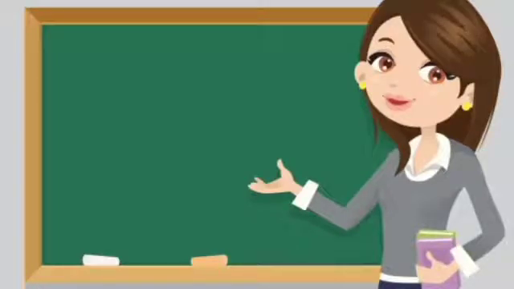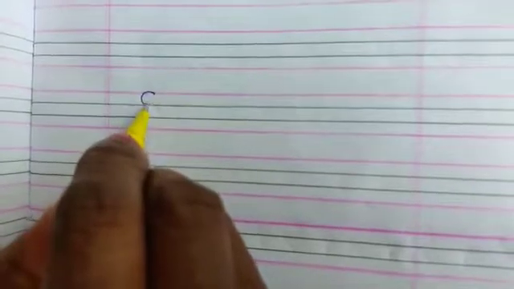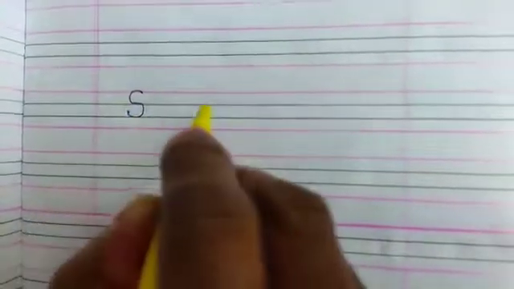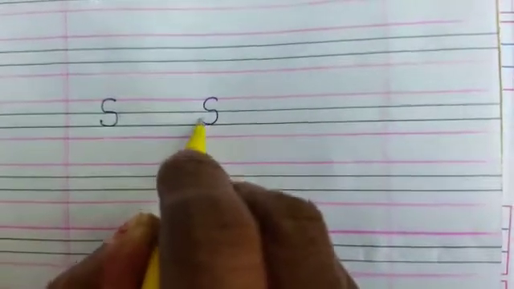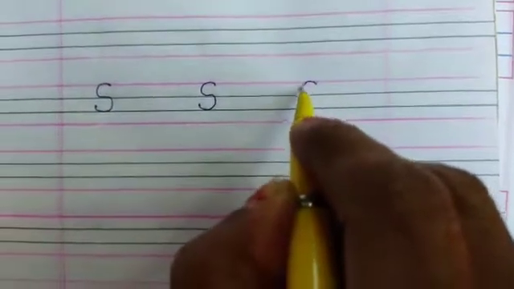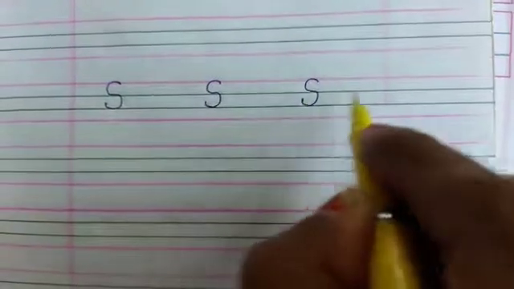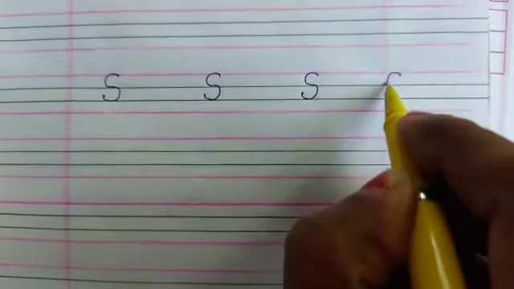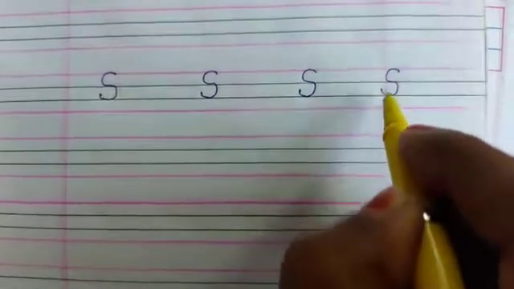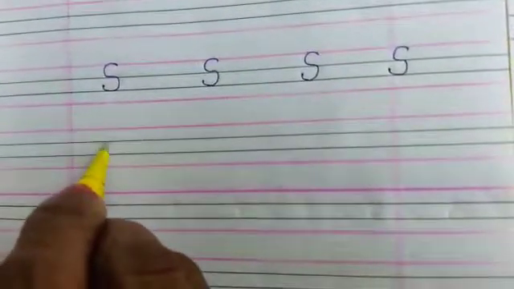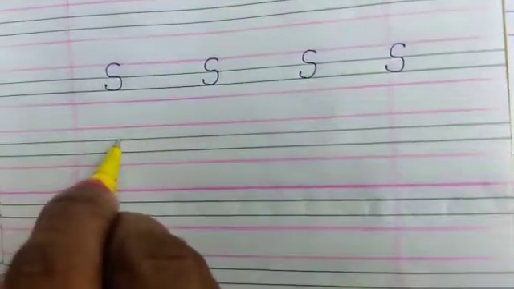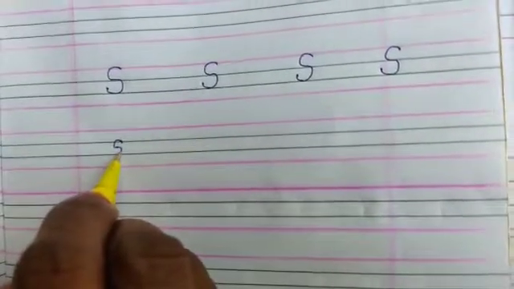Okay? All of you look here first. Capital letter S. You start from here, like this. Now small letter S. Small letter S, you write in the two lines here like this, same as the capital letter.